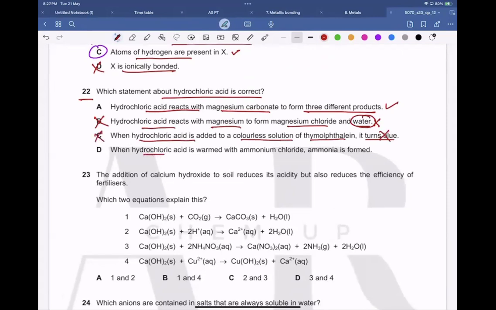So C goes wrong. When hydrochloric acid is added to ammonium chloride, ammonia is formed. No, ammonia is formed when ammonium chloride or any ammonium salt is heated with a base, not with an acid. So D goes wrong as well. So A is the correct answer.